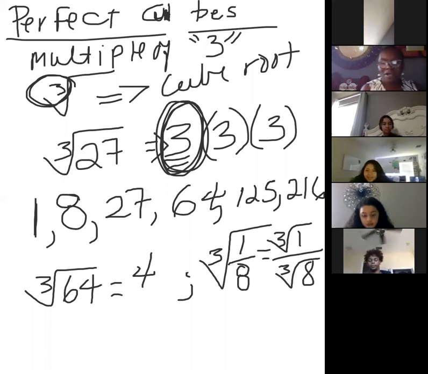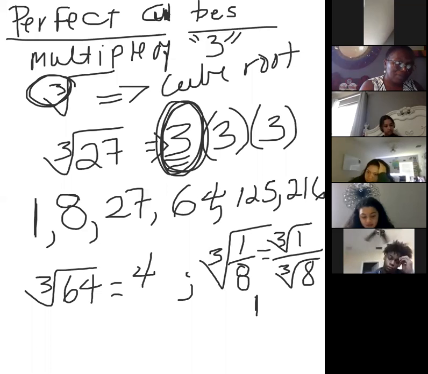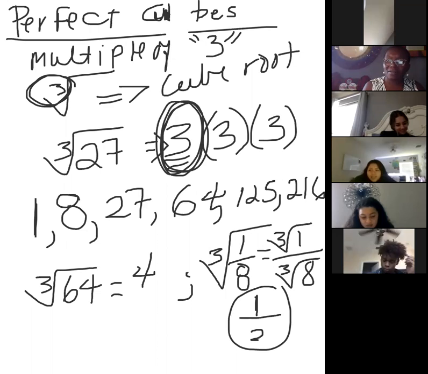Okay, very good. All right, so going back to the problem, cube root of 1 would be 1, cube root of 8 would give you 2. So this would be your answer for the cube root of 1/8.